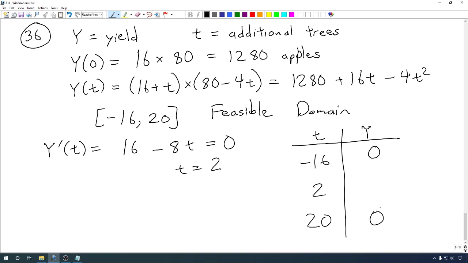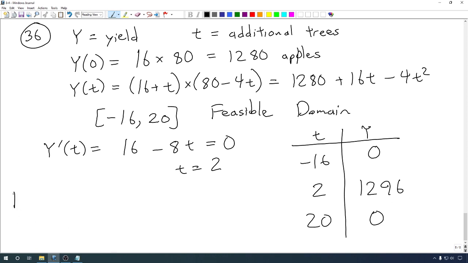That's usually what happens when you're dealing with these feasible domains. If we have endpoints, they're usually places where things go to 0 anyways, especially when we're doing a maximization kind of problem. At 2, however, if we plug 2 into our formula here, we have 1,280 plus 32 minus 16. Overall, we get 1,296. So a positive value is definitely bigger than the other ones. So we do get a maximum yield.